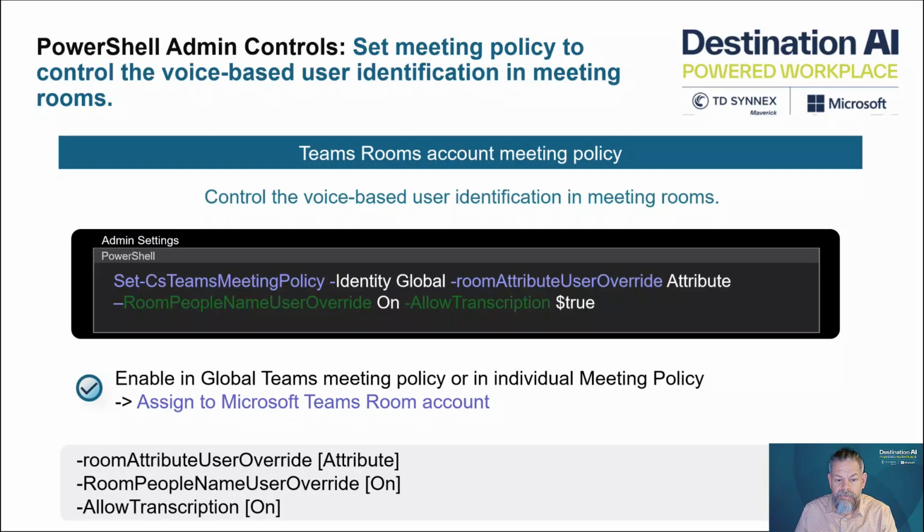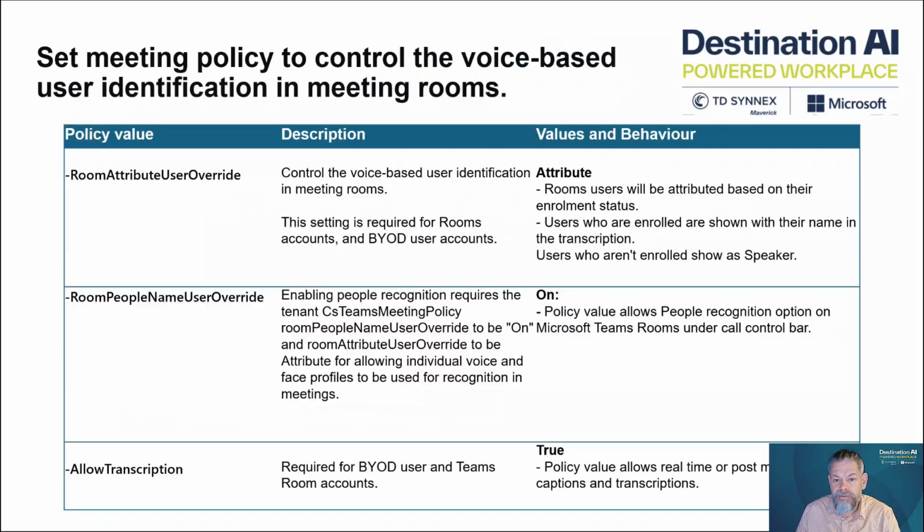So we enable that within the global Teams policy or each individual policy. What I would suggest, and what Microsoft's best practice states, is we set that room attribute user override to attribute, and then the room people name user override to on, and allow transcription to on. This then allows us to pull the information the way we want it to. So we can set these values to have the behavior that we want within this.